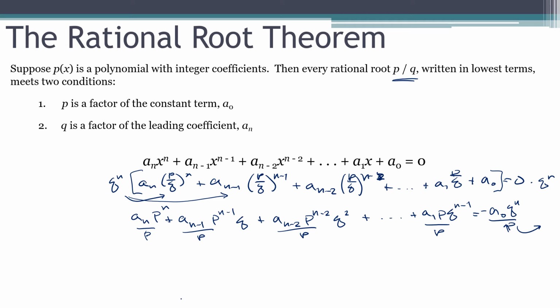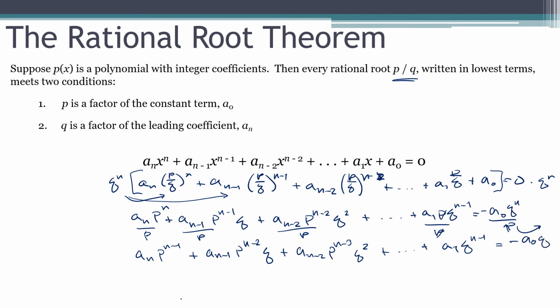So what happens? I get a n p to the n minus 1 plus a n minus 1 p to the n minus 2 q plus a n minus 2 p to the n minus 3 q squared, and so on, down to the very end, when we get a1, and both these p's cancel, there's no p anymore, q to the n minus 1 equals this thing. Oops, that should be a q, not a p. It's going to be minus a0 q to the n over p.